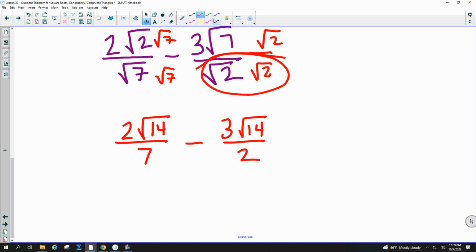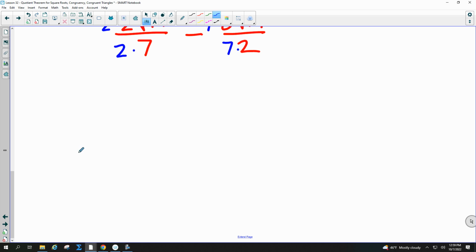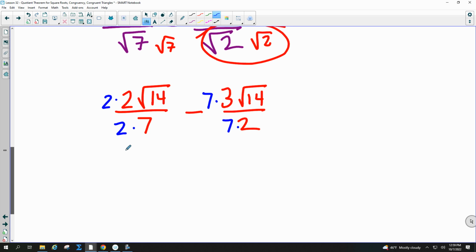So Sophia R., what should I multiply this first one by to get a common denominator? Yep, so I'm going to do 2 over 2. And Sophia D., what should I multiply this one by? 7 over 7. Now again, these are outside numbers, so they are only multiplying to the outside numbers, not the radical. All right, so I get, Ariana, what do you get for the first one? 4 root 14 over 14. Yep.